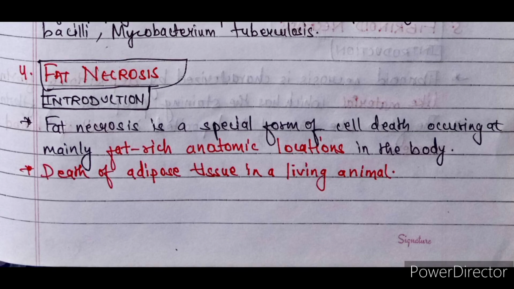Let's see the fourth type of necrosis, that is fat necrosis. Let's see its introduction. So the fat necrosis is a special form of cell death occurring at mainly fat-rich anatomic locations in the body. So what are the fat-rich anatomic locations? Those are the female breast, pancreas and mesentery. Death of adipose tissue in living animal is known as fat necrosis.